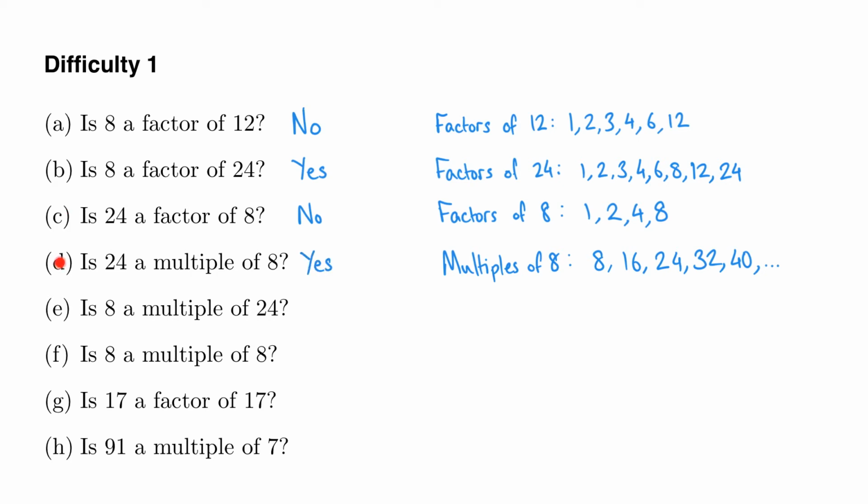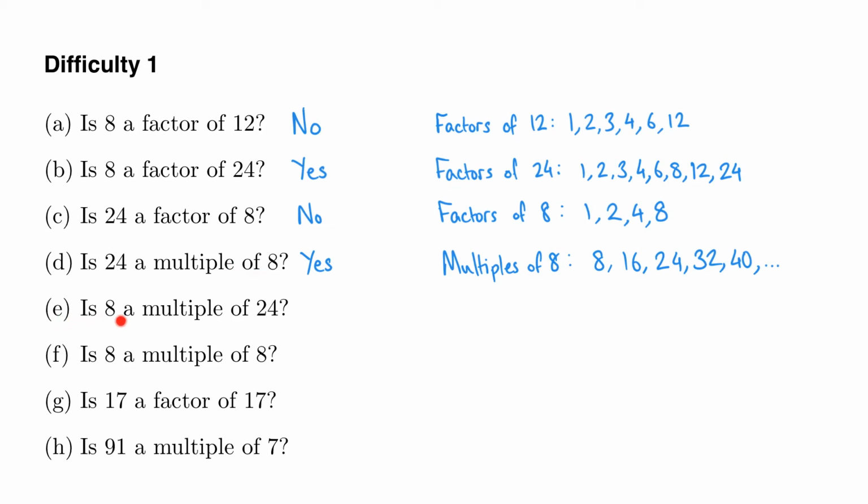Just compare C and D. 24 is not a factor of 8, but it is a multiple of 8. Also compare B and D. 8 is a factor of 24. That means 8 goes into 24. And that also means that 24 is a multiple of 8, as we see in question D.